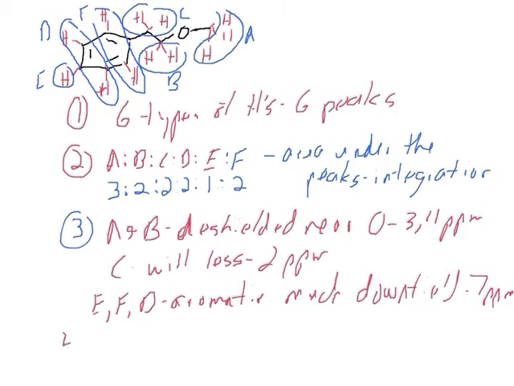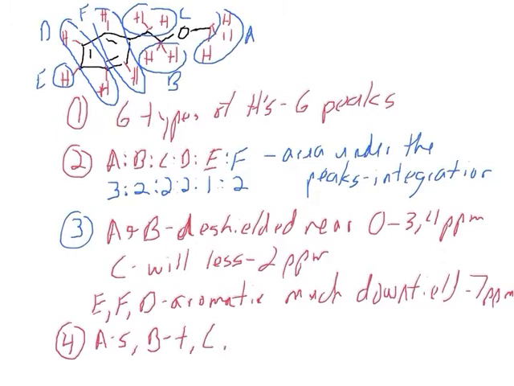So the final piece here is the splitting. You have to go through and find the nearest neighbors. A will be a singlet, since there are no nearest neighbors. B will be a triplet, since it has 2 nearest neighbors in C, the n+1 rule. C will also be a triplet and share the same coupling constant. That tells us it's coupled to B.